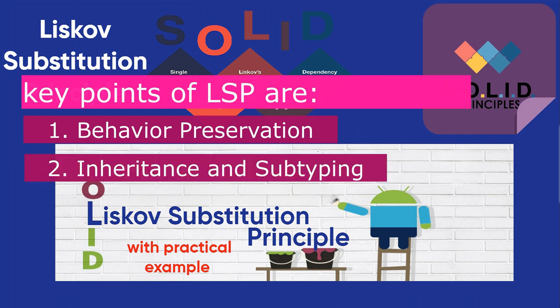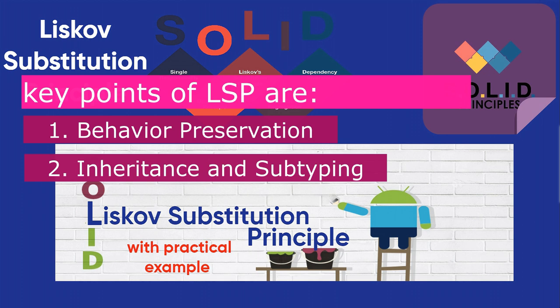Next key point, inheritance and subtyping. Liskov substitution principle is closely related to inheritance and subtyping. What does inheritance do? Inheritance allows us to define a hierarchy of classes, and subtyping enables us to use the derived classes in place of their base classes. Liskov substitution principle ensures that the substitution does not introduce unexpected side effects.